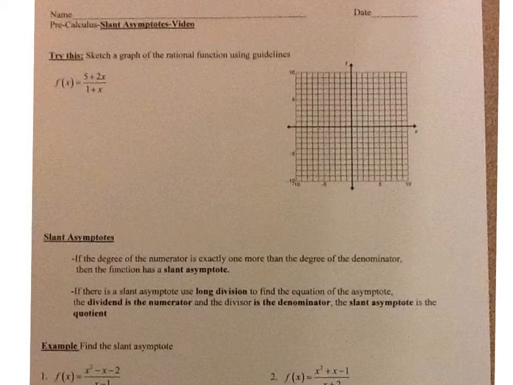Okay, so today what we're going to work on are slant asymptotes. So I want you to put me on pause, do the try this, which is to sketch the graph of the rational function using the guidelines. So put me on pause and then come back and check your answer.